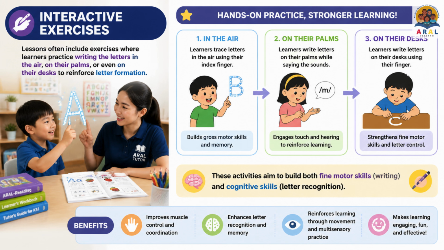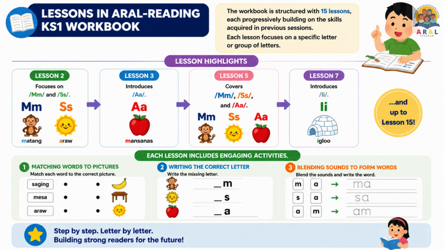What are the different lessons in the ARAL Reading Key Stage 1 workbook? The workbook is structured with 15 lessons, each progressively building on the skills acquired in previous sessions. Each lesson focuses on a specific letter or group of letters, such as Lesson 2 focuses on letters M and S. Lesson 3 introduces A. Lesson 5 covers M, S, and A. Lesson 7 introduces I. Each lesson consists of different activities like matching words to pictures, writing the correct letter in the spaces provided, and blending sounds to form words.